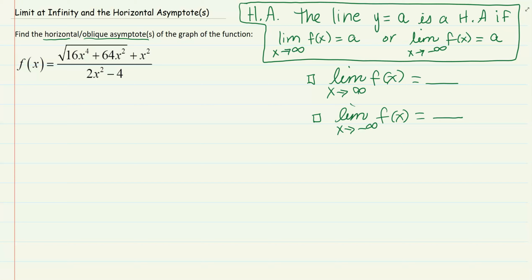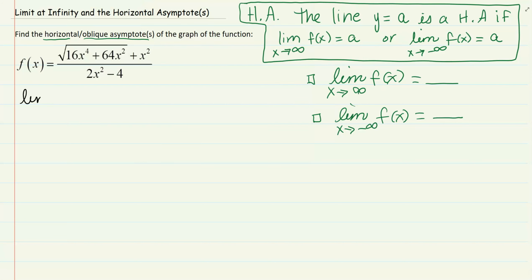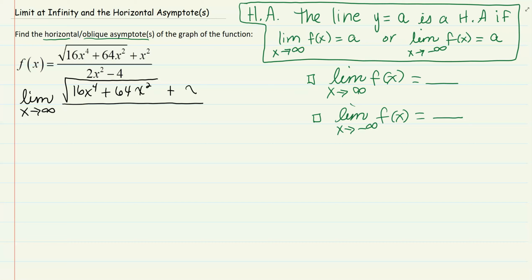All right, so let's take a look at this function here. We need to look at limit. Let's first look at the limit as x goes to positive infinity of this function. Okay, now this function has square root of 16x to the fourth power plus 64x squared, plus this x squared on the outside, and then this right here, 2x squared minus 4.